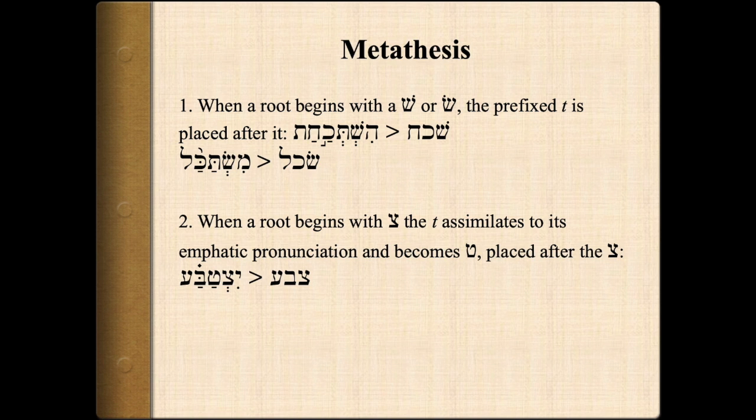When a root begins with a tzadi, the tav assimilates to its emphatic pronunciation and becomes a tet. Tet being the emphatic T sound, and then placed after the tzadi, or switching places with the tzadi. So for the root tzadi beit ayin, you have yitz taba with the tzadi and the tet in a different order.